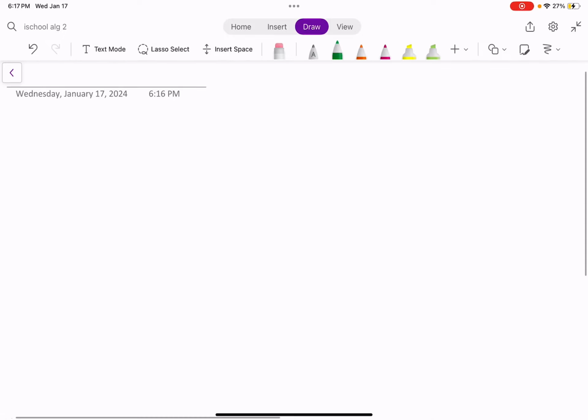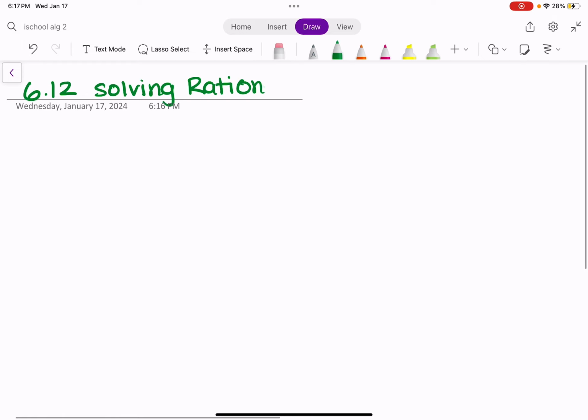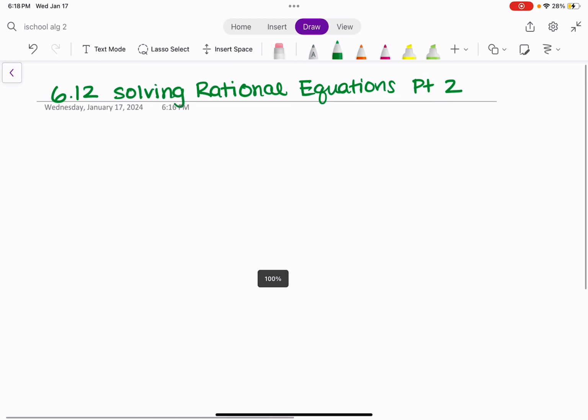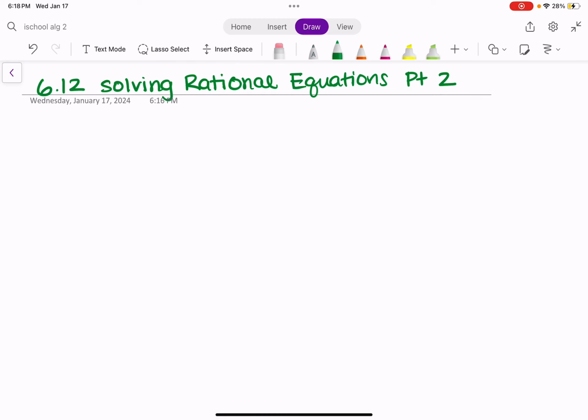Okay, so today is solving 6.12, solving rational equations, part 2. In this mini lesson, I'm basically going to go through 3 different examples that are all slightly different, but it's really just the same steps as last class. So if you feel comfortable, you could just go straight to the practice.